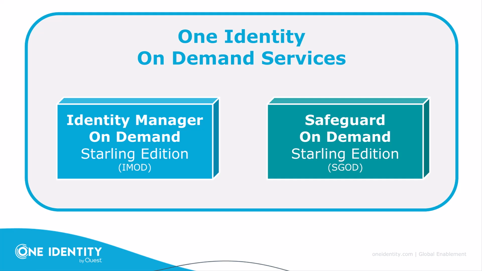In this next video, we will discuss on-demand services. I will summarize the most important differences between the on-demand version of this product and the on-prem version of the One Identity product. You will see how to get access to the service, and how easy and fast it is to subscribe to the service. Currently, on-demand service supports two One Identity products. One is Identity Manager On-Demand Starling Edition. The other one is Safeguard On-Demand Starling Edition. Please join me for this very short video presentation.